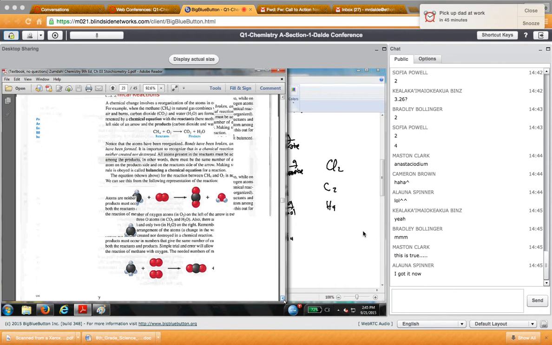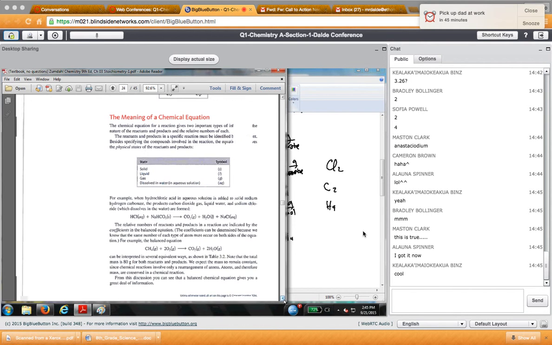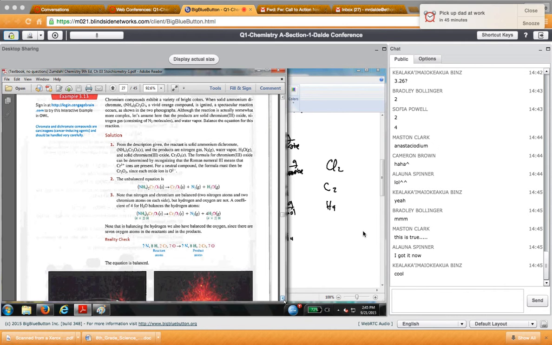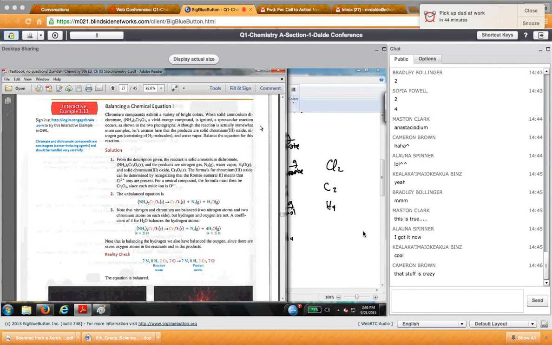All right. Balancing equations. We're going to talk about balancing chemical equations. All you need to know about balancing chemical equations is that it just takes a lot of practice. But here's the way you need to do it. Say that we have, let's see, chromium compounds exhibit a wide variety of bright colors. When solid ammonium dichromate, a vivid orange compound, is ignited, a spectacular reaction occurs, as shown in the 2 photographs. Ooh, I want to see this reaction.